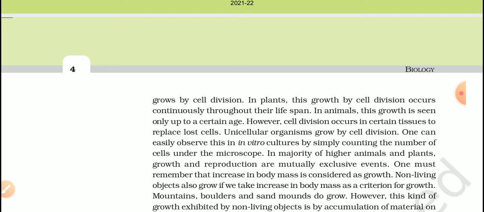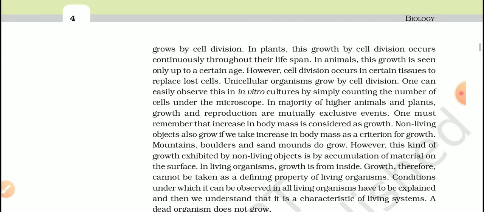These meristematic cells are active cells. They continuously divide throughout their life, and that is why growth in plants is continuous throughout their life. Whereas in animals, growth is seen only up to a certain age, because some cells become tissues and tissues modify into organs and they stabilize themselves. They don't grow further. However, cell division occurs in certain tissues to replace lost cells. If there is an injury in any tissue, cell division occurs to repair those lost cells.